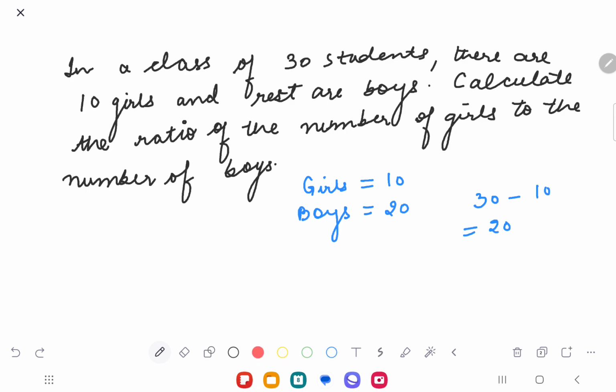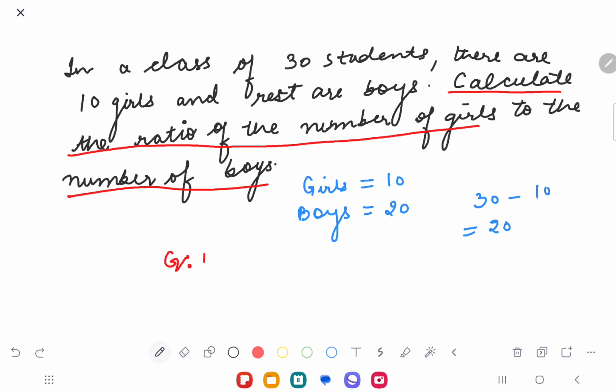Now read the question. It says calculate the ratio of the number of girls to the number of boys. So the number of girls is to be written down first. So girls is to boys is to be found out, which means girls over boys, because a ratio is nothing but a fraction. So it is helping me make a fraction, right, Adam? So it means girls over boys. What is girls? 10, and boys 20. So the ratio is G over B.